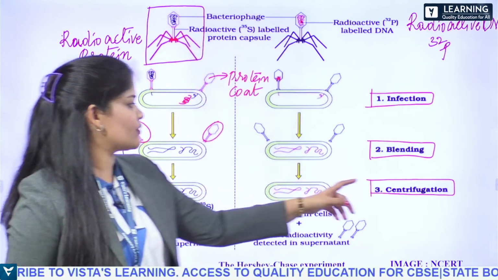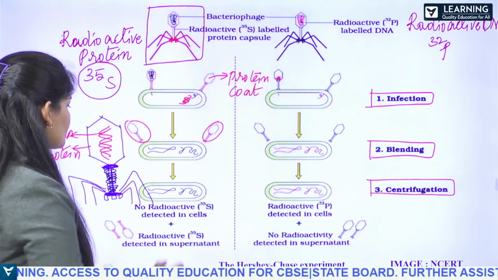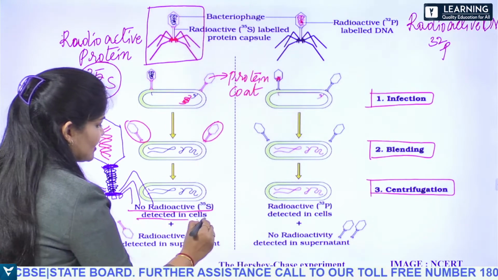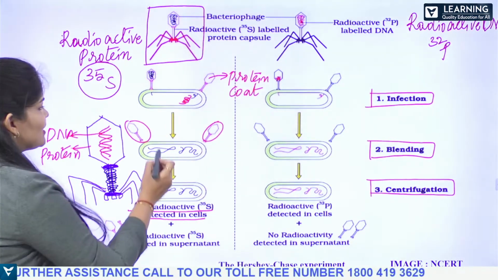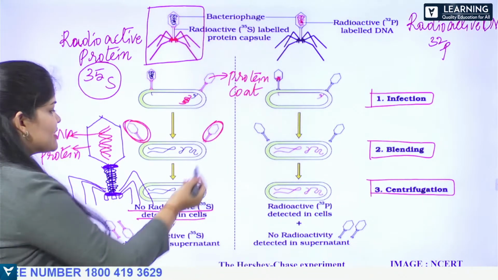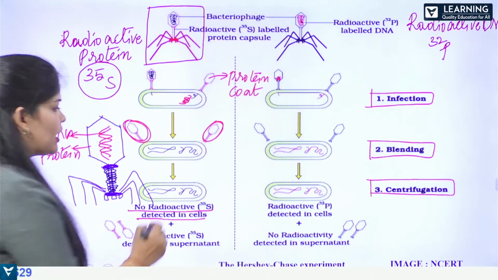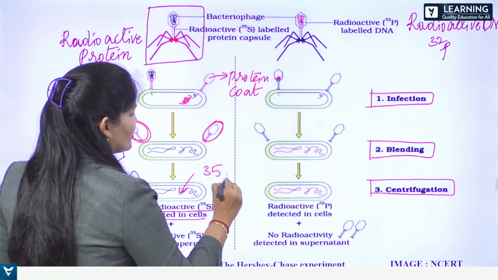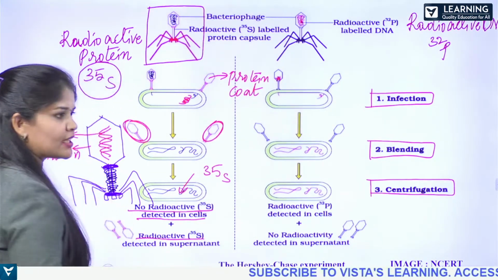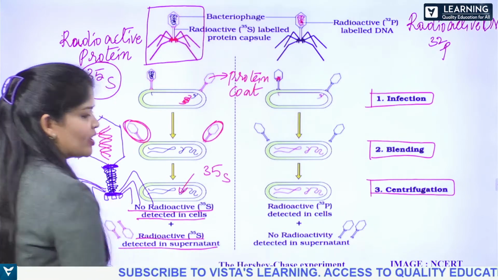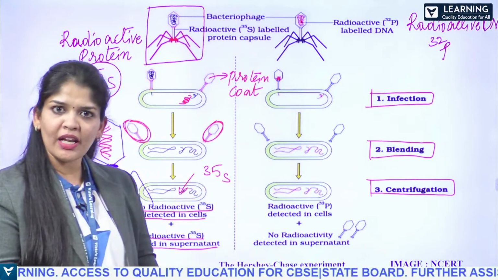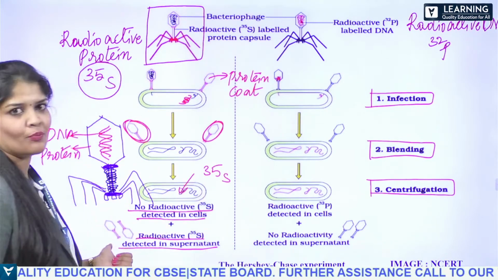Now here, once the centrifugation has happened, we can see no radioactive sulfur 35 detected in the cell, because the protein is labeled and the protein is detached from the bacterial cell. Inside the bacterial cell, we don't have sulfur 35, S35, and the radioactive sulfur 35 is present in the supernatant, because it is not inside the cell. The bacterial cells go to the pellet and the supernatant is filled with the protein coat.